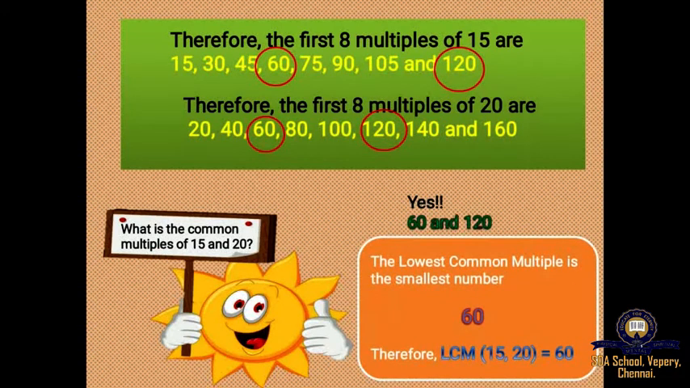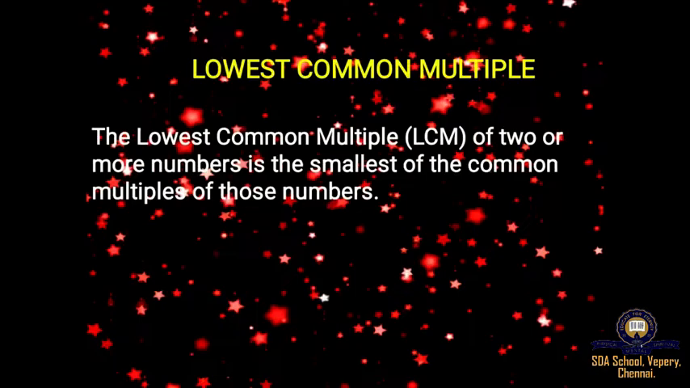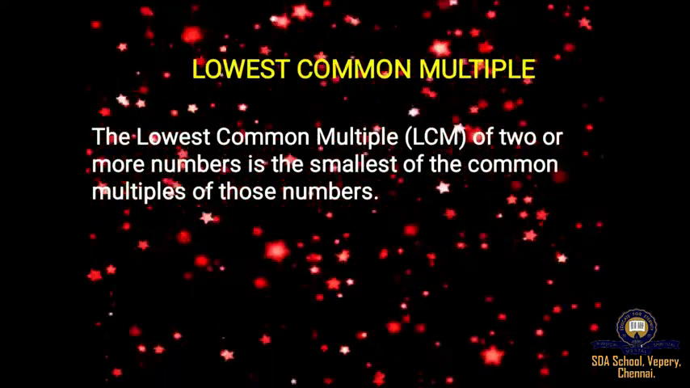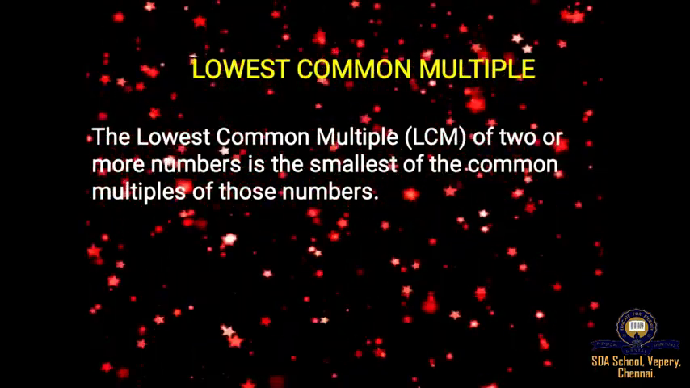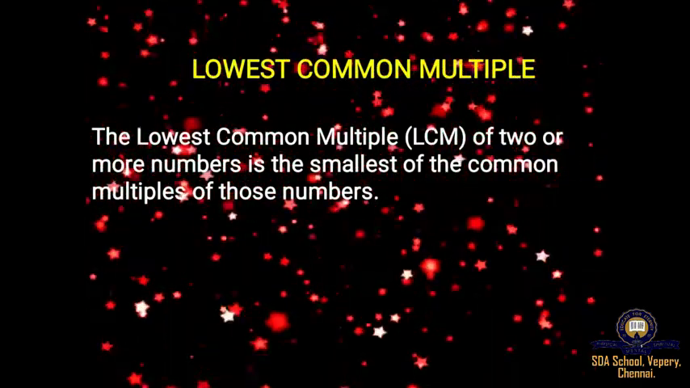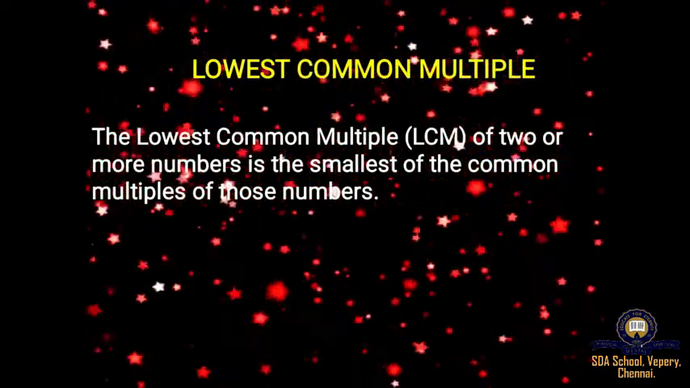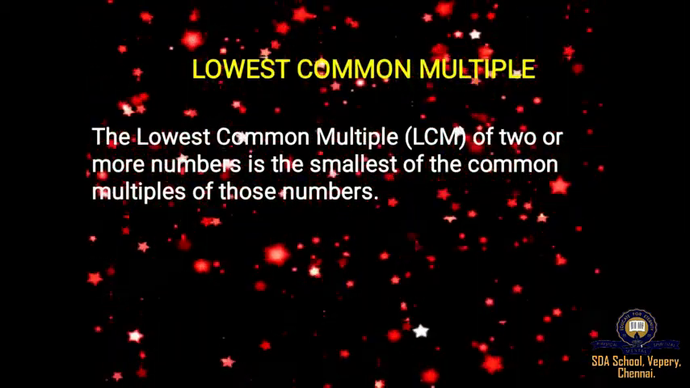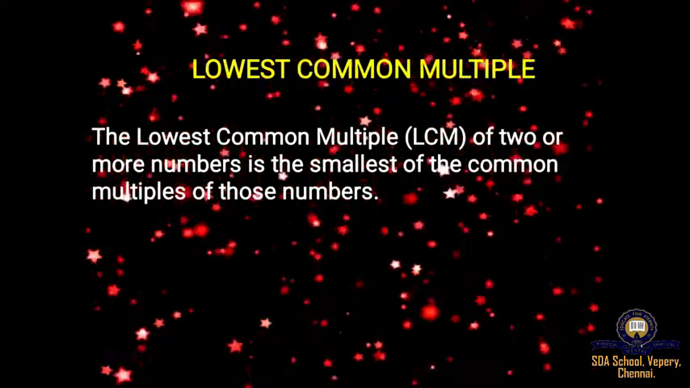The lowest common multiple is the smallest number. So the common multiples of 15 and 20 are 60 and 120, and the lowest common multiple is 60. Therefore, the LCM of 15 and 20 is equal to 60. Lowest common multiple: the lowest common multiple of two or more numbers is the smallest of the common multiples of those numbers.